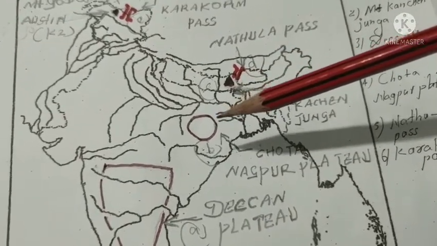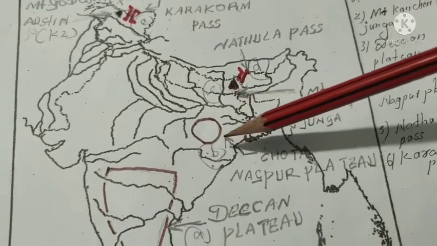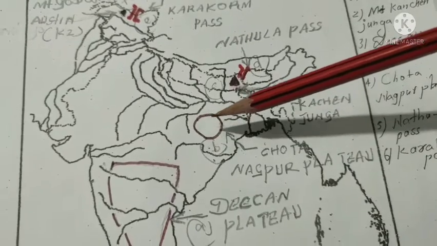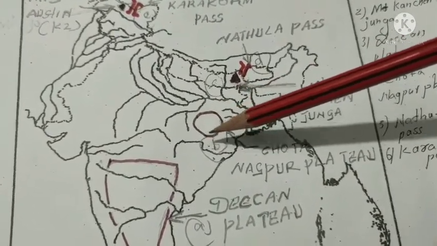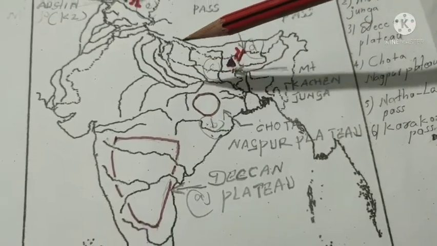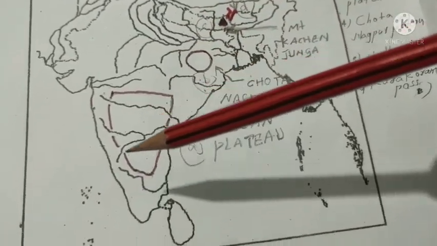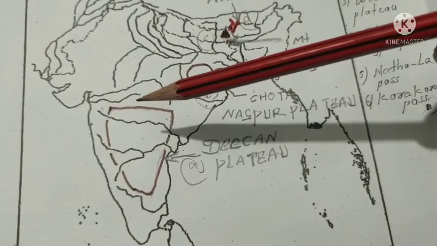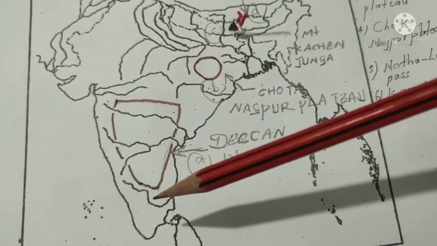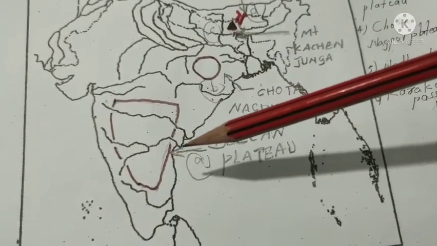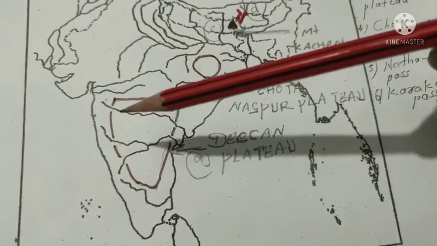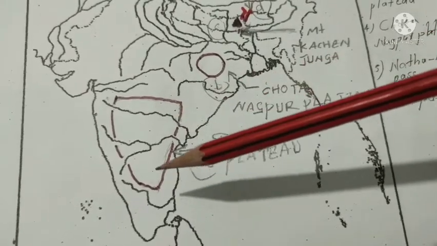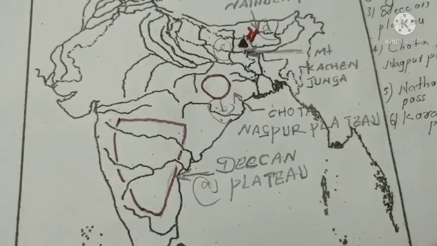And next is the Chota Nagpur Plateau. This is also below the river Damodar. It means in this area you can draw the Chota Nagpur Plateau. And next is the Deccan Plateau. The Deccan Plateau you have to draw below the river Tapti and above the river Kaveri. Without touching this border, you have to draw this, and it should not cross or touch these rivers. You can draw the Deccan Plateau like this.